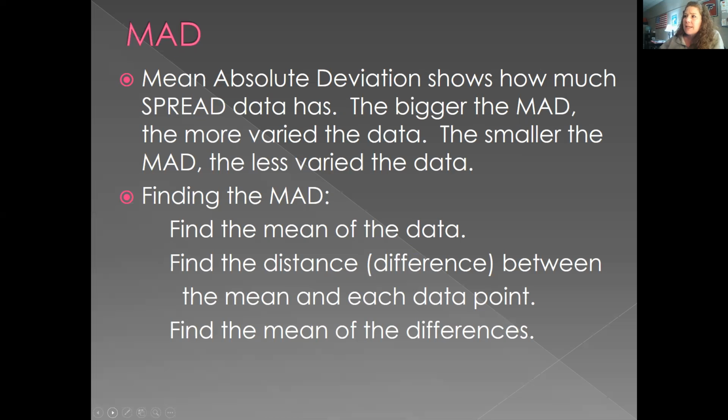So that's what the mean absolute deviation tells us. The bigger the mean absolute deviation, the more varied the data. The smaller the mean absolute deviation, the less varied the data. So how do you find the MAD? Well, the first thing you do is find the mean of the data. The next thing you're going to do is take each number and find the difference between the data and that specific number. And the last thing you do is find the mean of those differences.